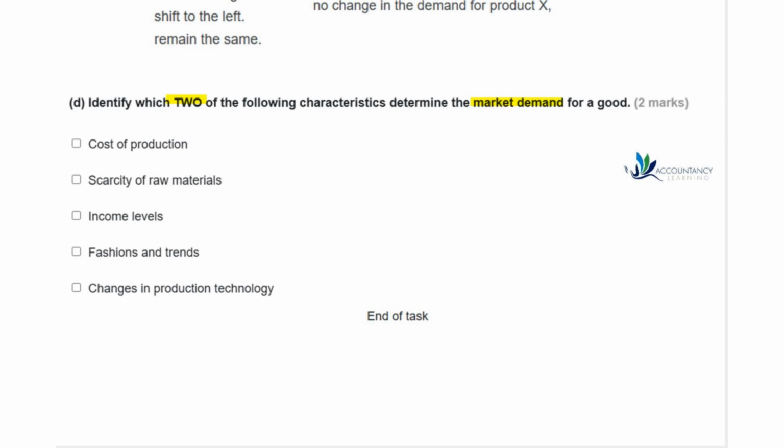However, the people that are buying the goods will be affected by income levels. If the income levels are low, then there's going to be lower demand for goods. Fashions and trends is what will determine how popular a particular good is in the market. So that will be our second characteristic. And just to complete it, changes in production technology, again, this is only for production. This isn't about the final user of the product and the demand that they have for that particular product. And that will then bring us to the end of task 5.